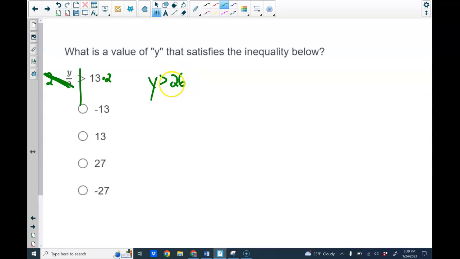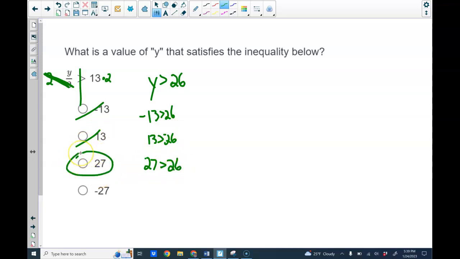Now, some of you might be saying, Mr. Molo, there's no 26 on the answer key. And you're right. It's asking which one satisfies. So it's asking which one is true for the problem. So like negative 13 is greater than 26? Nope, that's not true. 13 is greater than 26? Nope, that's not true. 27 is greater than 26? Yes, that's true. So you're looking for the one that makes the statement true. That's what it means by satisfied. So even though the answer is y is greater than 26, the number that satisfies it is 27 because 27 is bigger than 26.